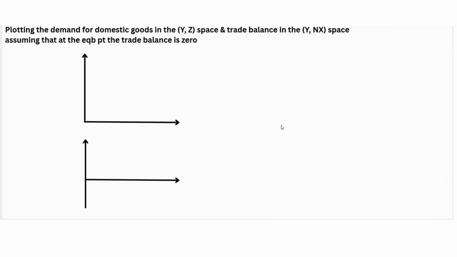To look at how we can plot the demand for domestic goods and the trade balance in our open economy. So let's first plot the demand for domestic goods. Let's just quickly remember what that was. Demand for domestic goods: we simply want to plot Z equals C plus I plus G.